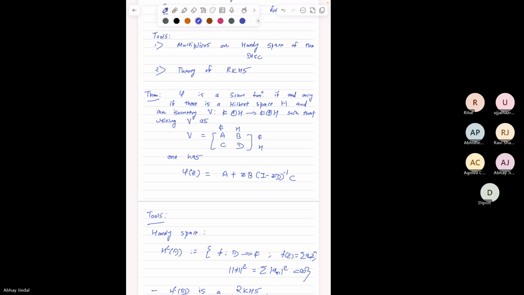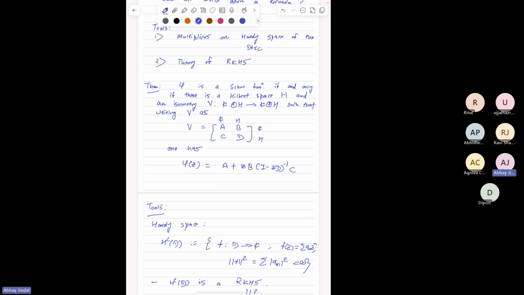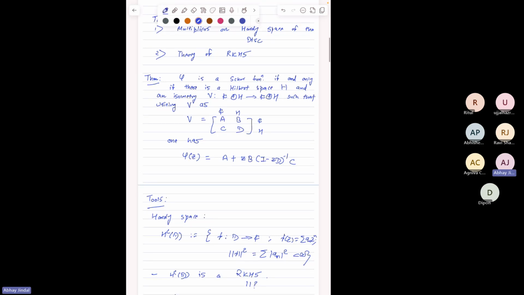That is, if phi is a rational function, then there will be a contraction and a finite dimensional Hilbert space H, such that we will have all of this. And if phi is rational inner, then we will have a unitary, a finite dimensional space, and this representation.